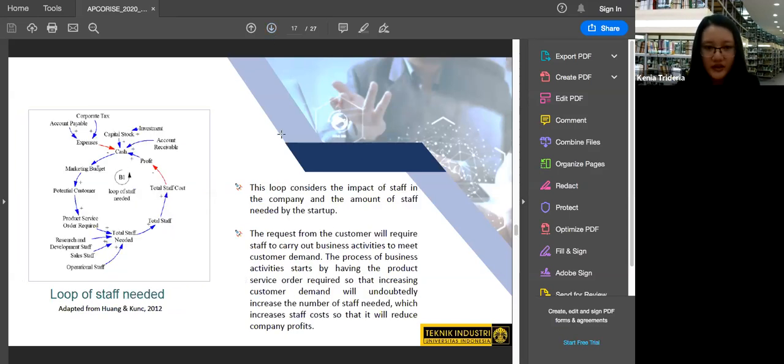So this is the loop of staff needed. Continuing from the previous loop, there is a similar process in which it starts from the cash to the marketing budget to the potential customer, which triggers the product service order required. And from the product service required, of course, the company needs resources to fulfill the demand. In this case, there will be total staff needed to fulfill the order request, which will cost staff cost, and this will reduce the profit gained by the company. Next.